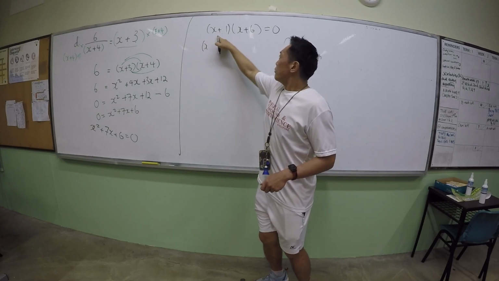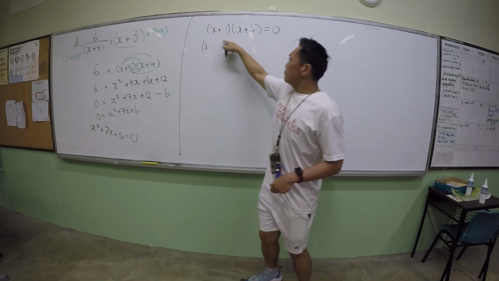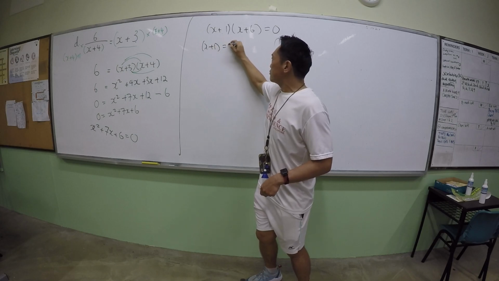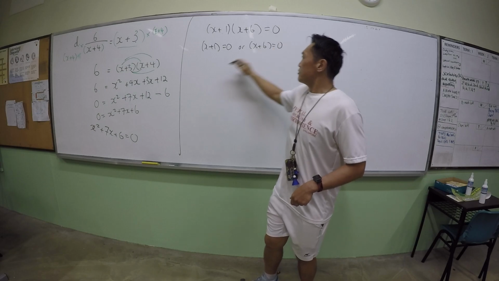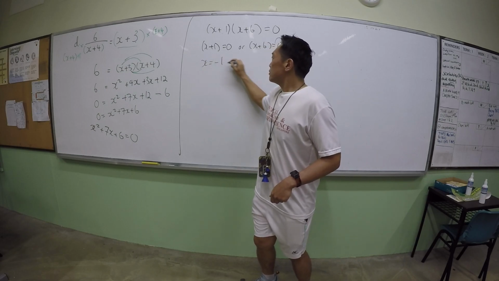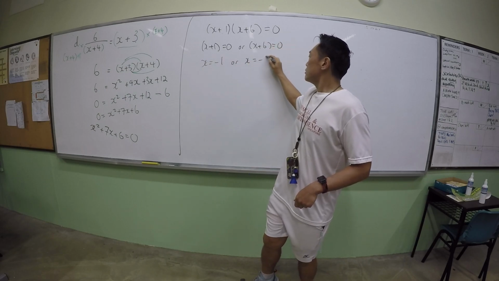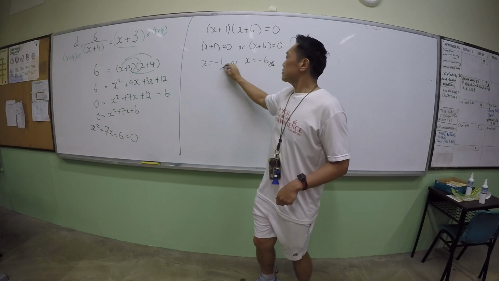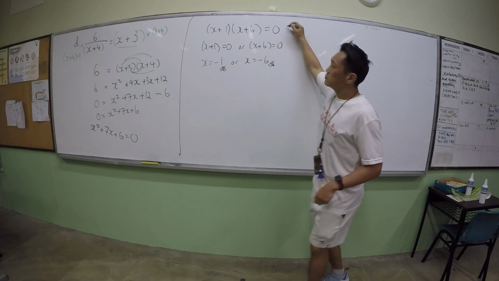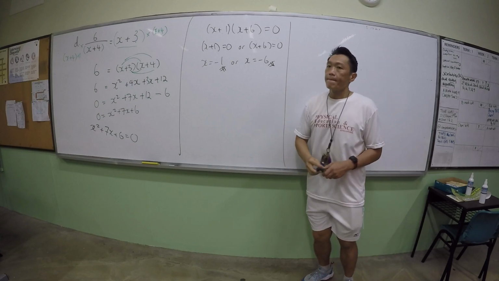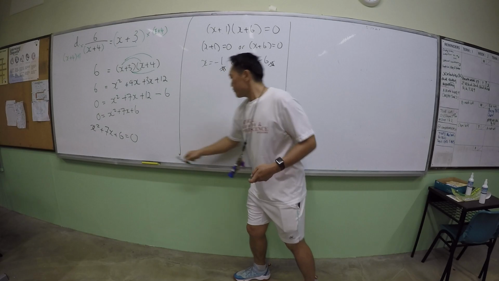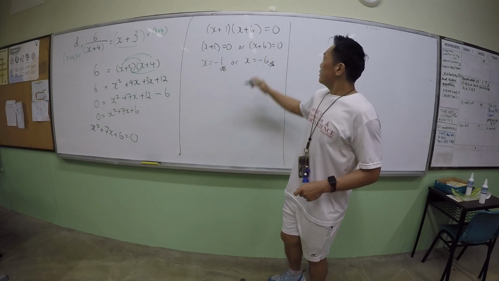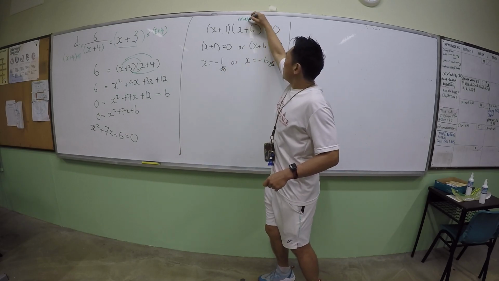Okay? Bracket times bracket equals to 0 means either the first bracket equals to 0 or the second bracket equals to 0. Okay, so this is method 1.